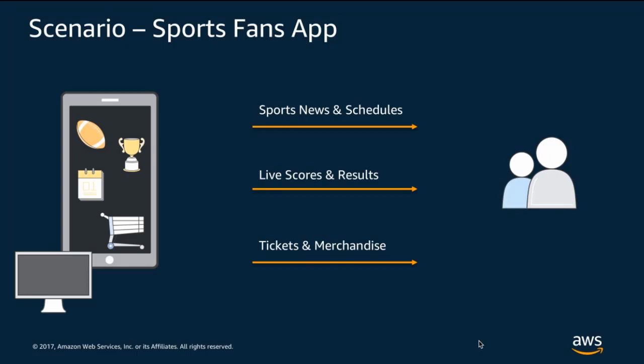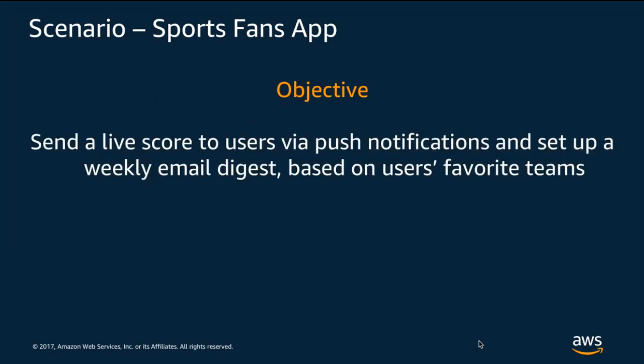So let's take a very specific example of how you might want to engage users in an application like this. Maybe there's a game going on and you want to send live score updates to your users through push notifications on their smartphones. And additionally, you want to set up a weekly email digest based on the user's favorite teams. Now, each of your users is going to have their own favorite teams among the multiple teams out there. You want to be able to tune the content to match their preferences.